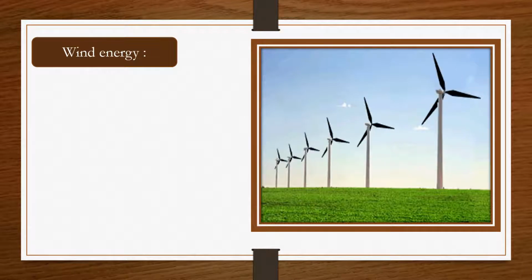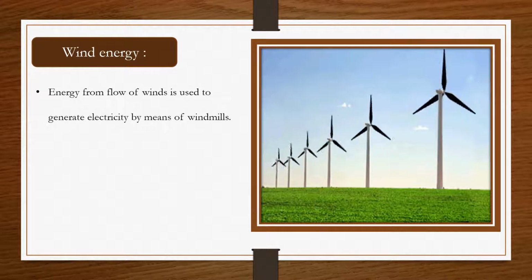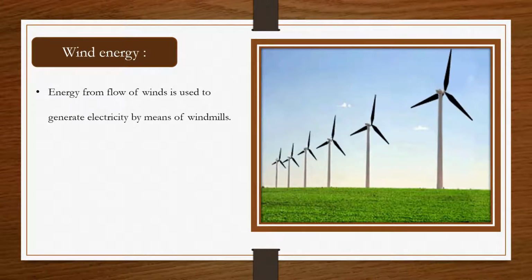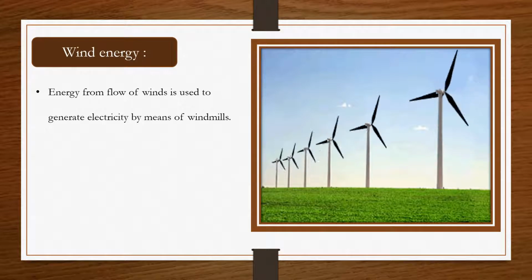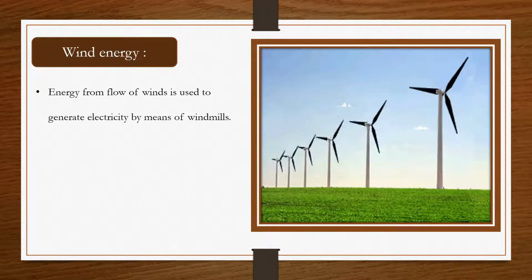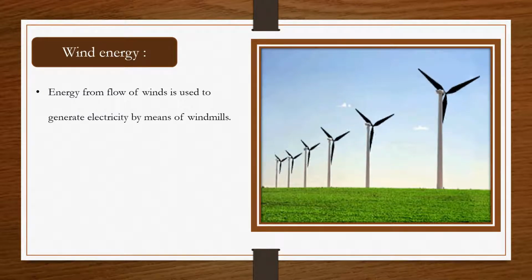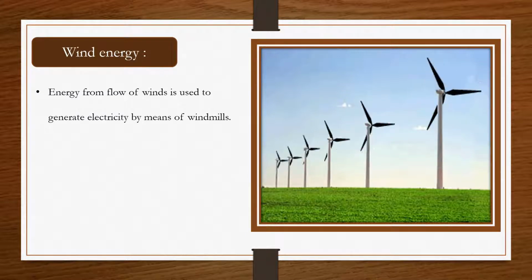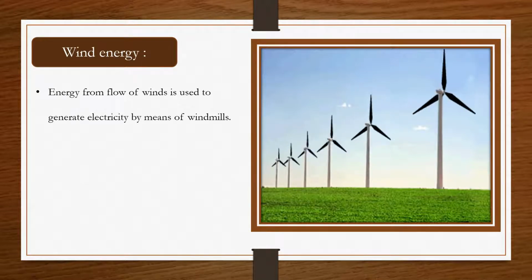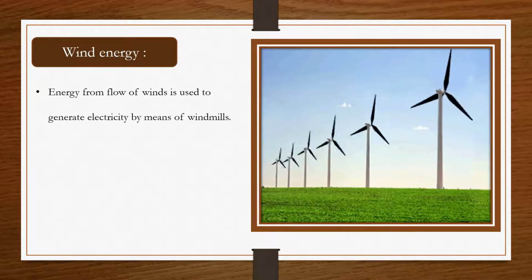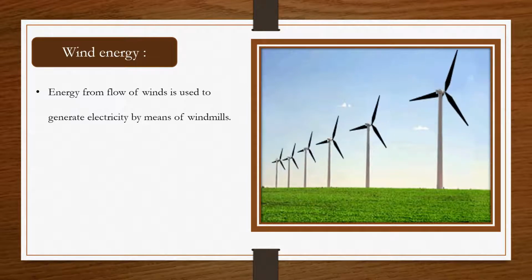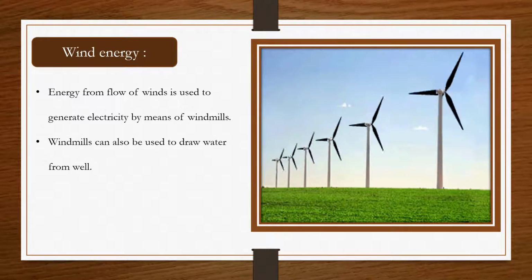Students, now let's understand about wind energy. Now, energy from the flow of winds is used to generate electricity by means of windmills. Now, students, what is a windmill? A windmill is a structure that is used to convert the power of the wind into electricity. So we can say that electricity is generated by means of windmills using strong winds. And a windmill is also used for drawing water from a well.